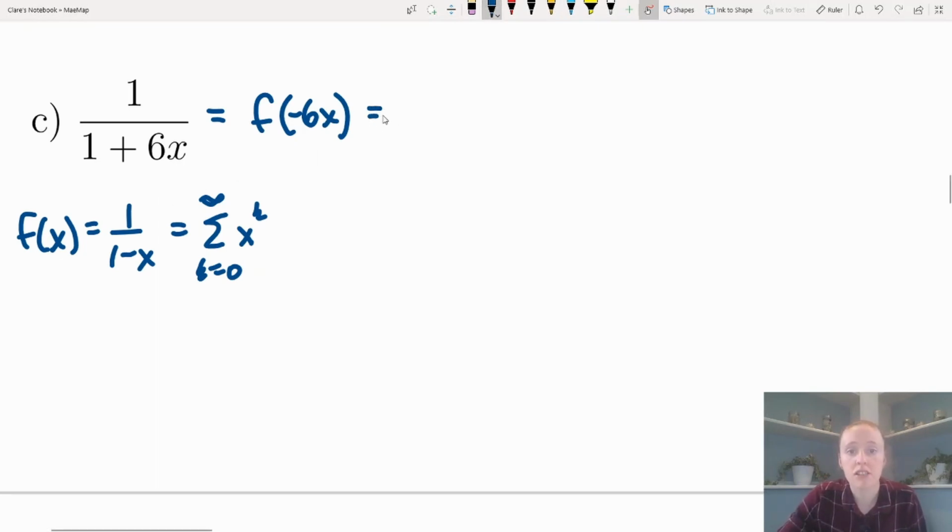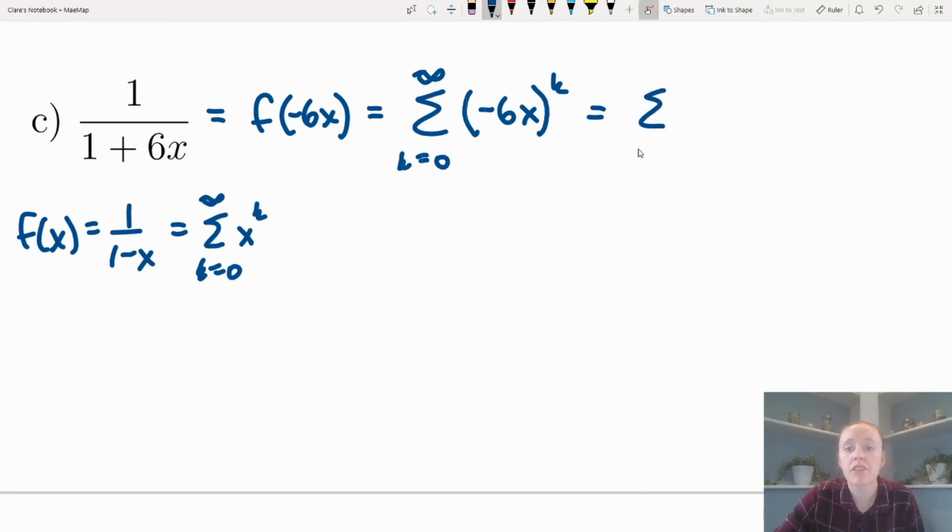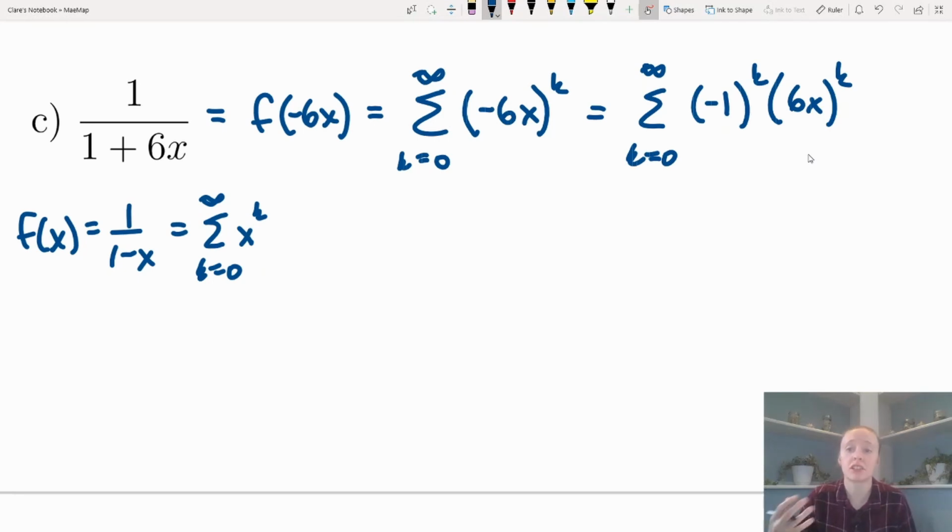And the same applies to my power series. I'm going to have the sum from k equals 0 to infinity of negative 6x to the k, which if I wanted to, I could pull that negative out. So going from k equals 0 to infinity of negative 1 to the k times 6x to the k. So you can see that it's an alternating series. But besides being alternating, it's actually just a geometric series with an r value of negative 6x.